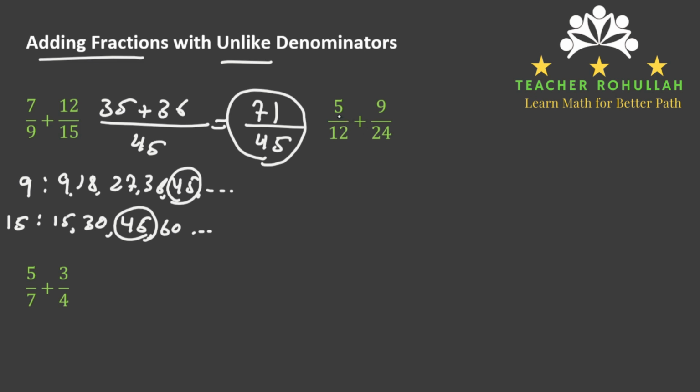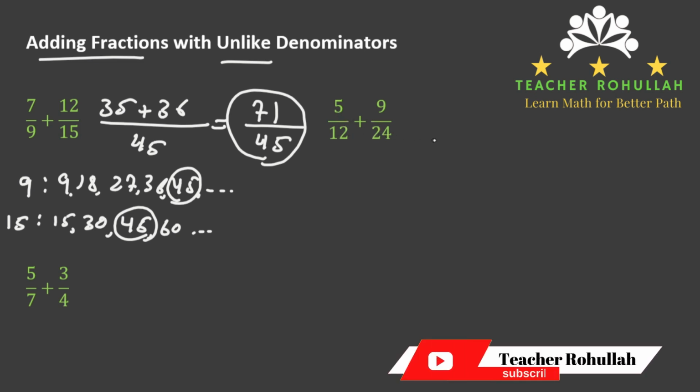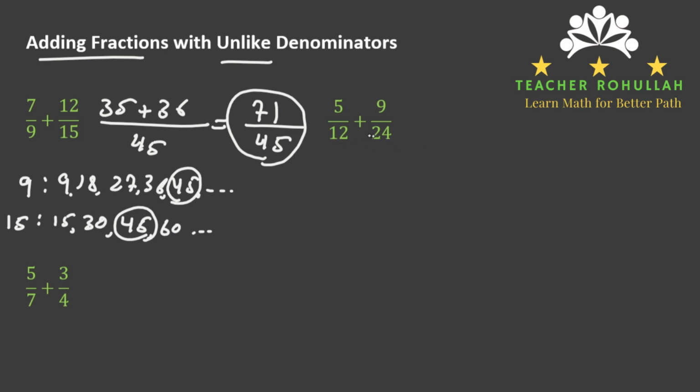In this example, we have 5/12 plus 9/24. To find a common denominator for these two fractions, I will use the grid method. I will write 12 here and 24 over here. Now we have to look for the numbers that both 12 and 24 can be divided by, and we find the prime numbers. The first prime number can be 3. 4 times 3 is 12. And here 8 times 3 is 24.